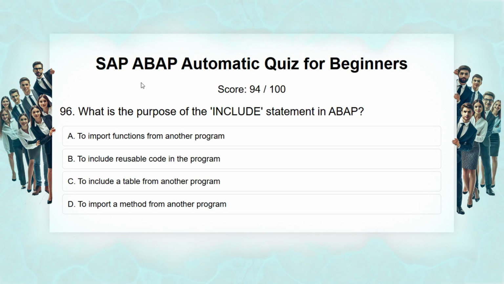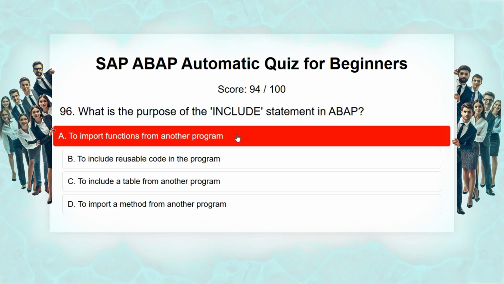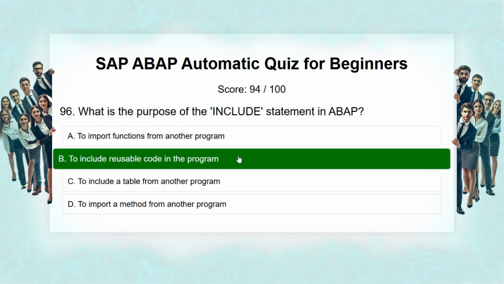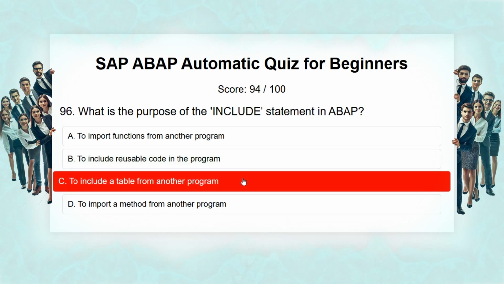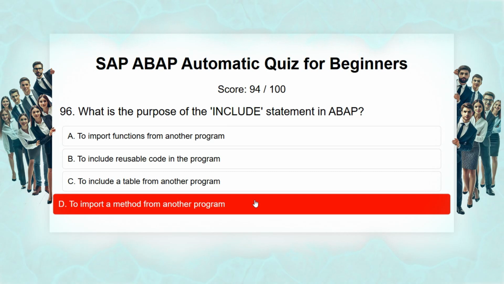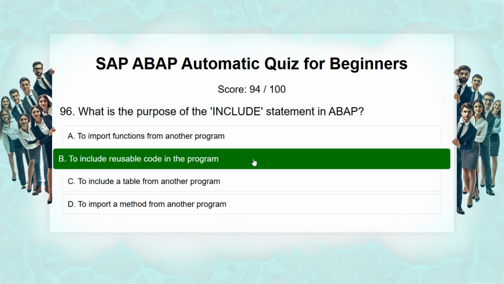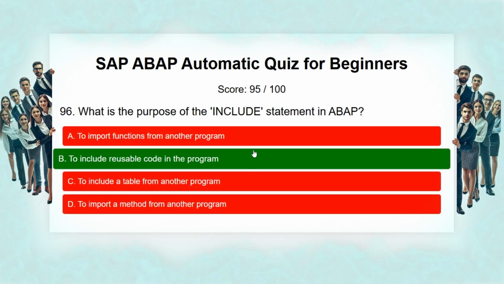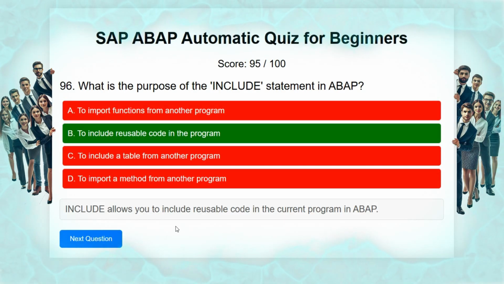96. What is the purpose of the include statement in ABAP? A. To import functions from another program. B. To include reusable code in the program. C. To include a table from another program. D. To import a method from another program. Correct answer. Include allows you to include reusable code in the current program in ABAP.